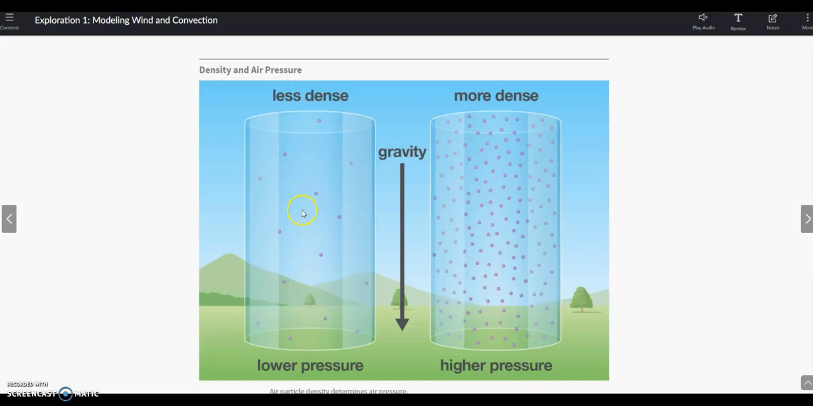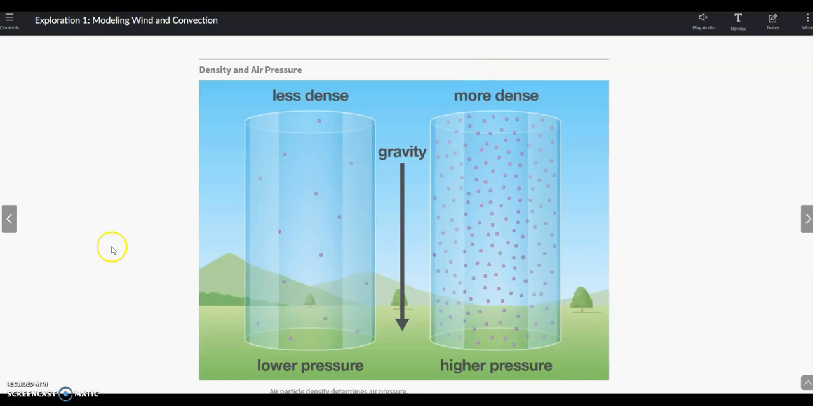Less dense air, the particles are farther apart. More dense air, particles are close together. Which one is colder? If you said the more dense air, you're a winner. You are right. Way to remember this is cold air is more dense and sinks. Warm air is less dense and it rises. Okay. Warm air, like heat from a fire, rises. Cold air, like snowflakes, they drop. That's just for your memory.